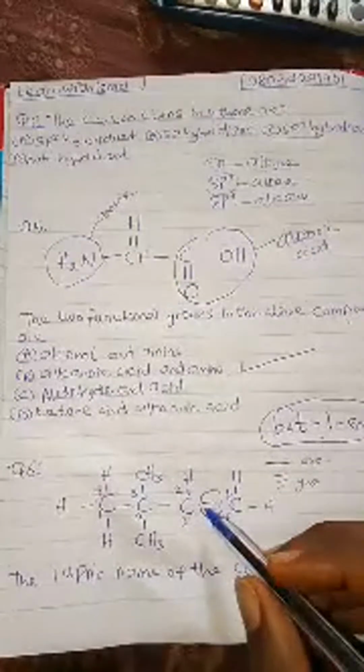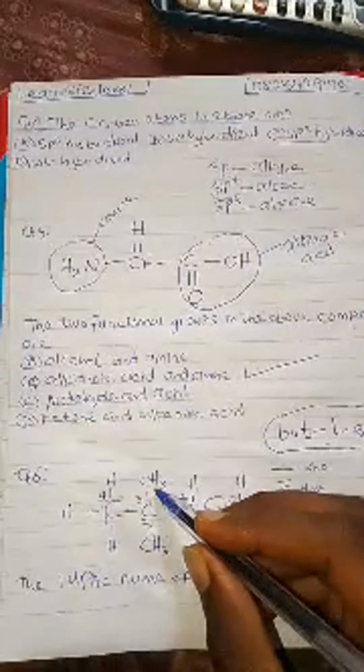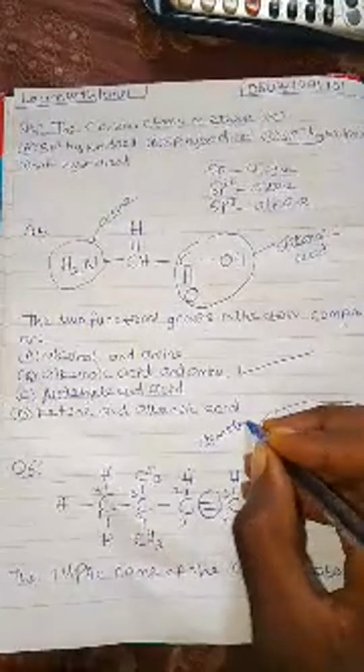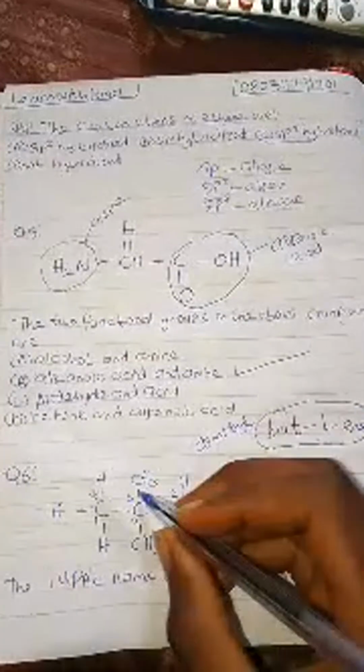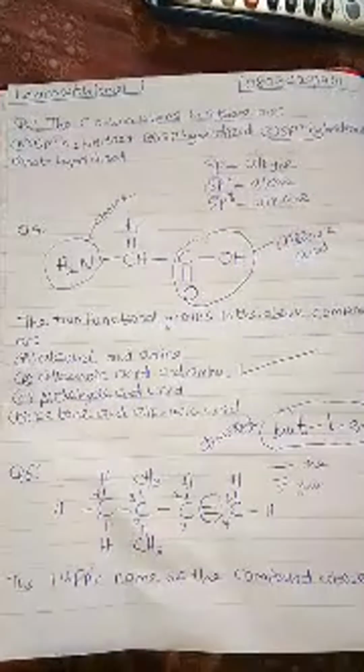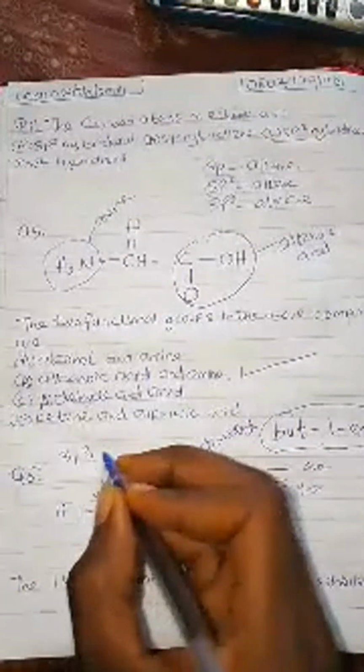So since we already know our parent name as but-1-ene, the next thing is to check out the substituents. We have 1, 2, 3. We have two substituents. We have one methyl and we have another methyl here. So that will be dimethyl. Di means 2. That will be dimethyl. And the number where it falls under is 3. So if we now want to write it, it will be 3,3-dimethyl but-1-ene.